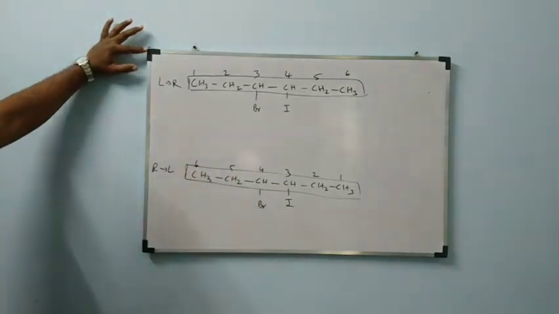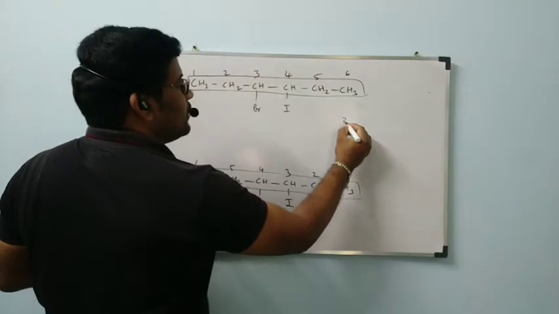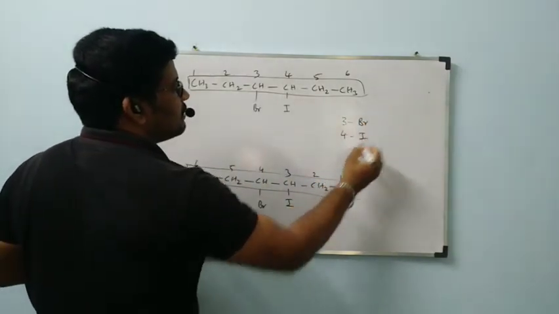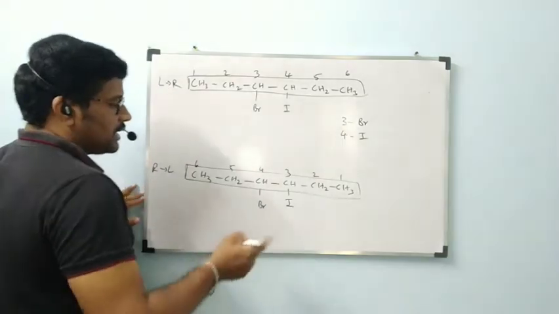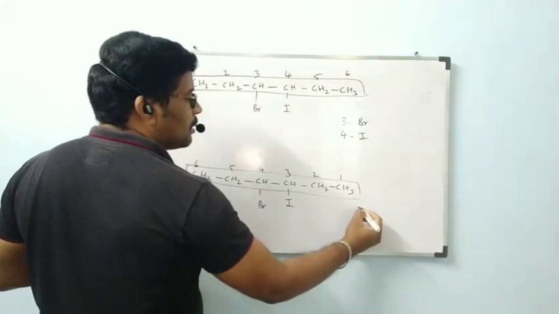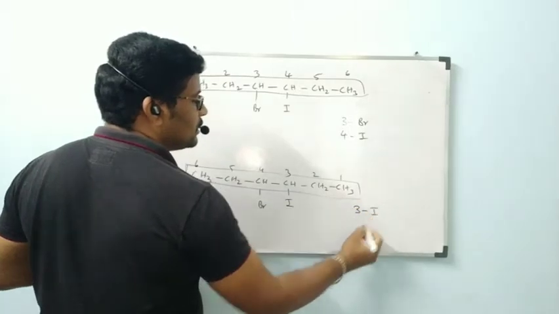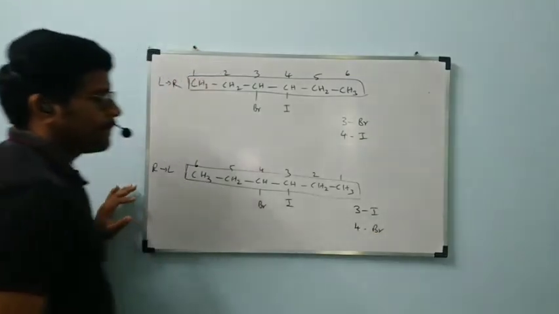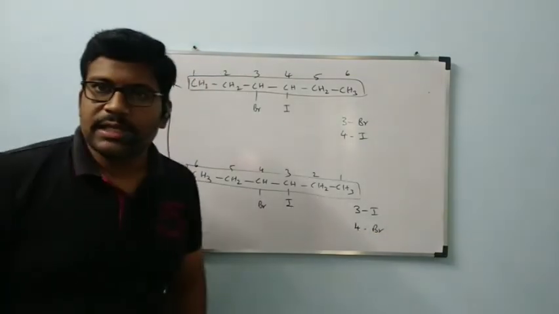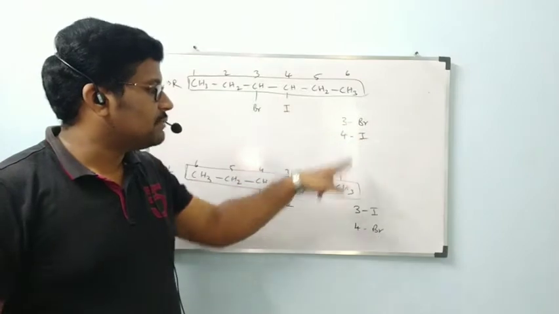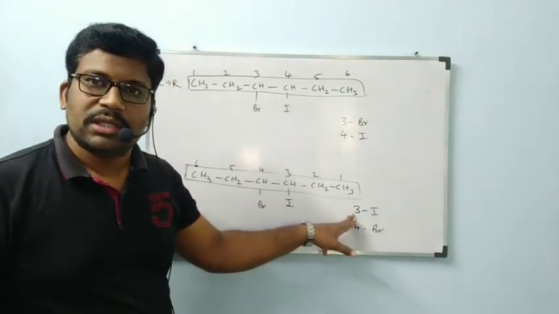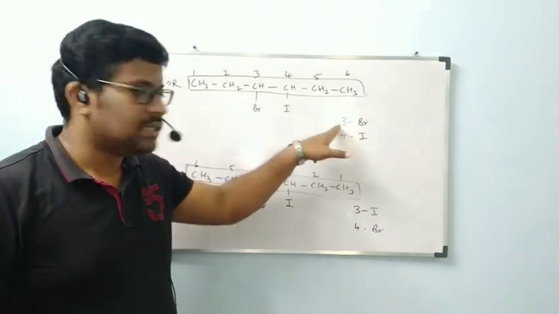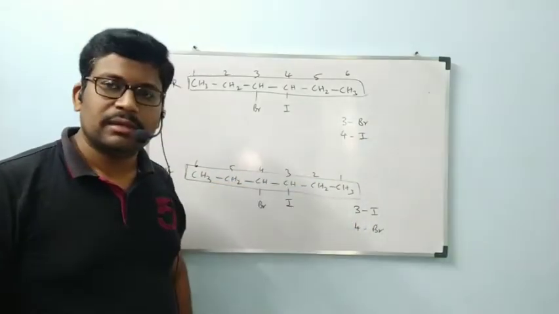In left to right numbering, Br is getting the 3rd position and iodine is getting the 4th position. In right to left numbering, iodine gets the 3rd position and Br the 4th position. In both conditions, observe the first number: 3 and 3. Both substituents are getting the same number. Br is getting 3 here, iodine is getting 3 here.